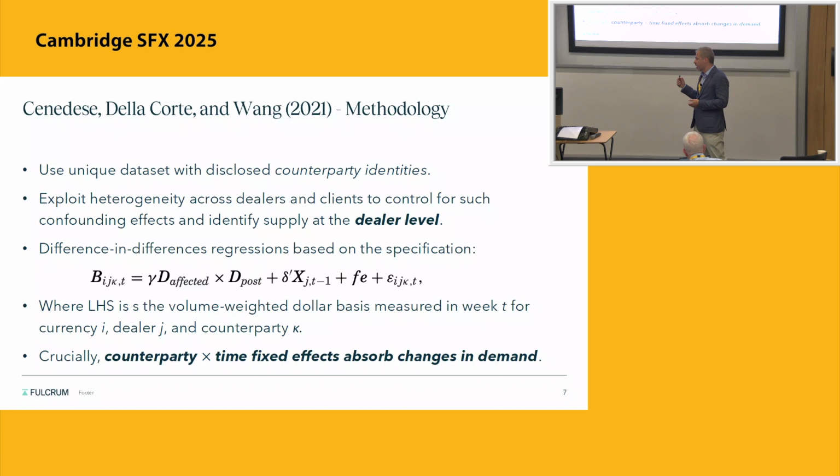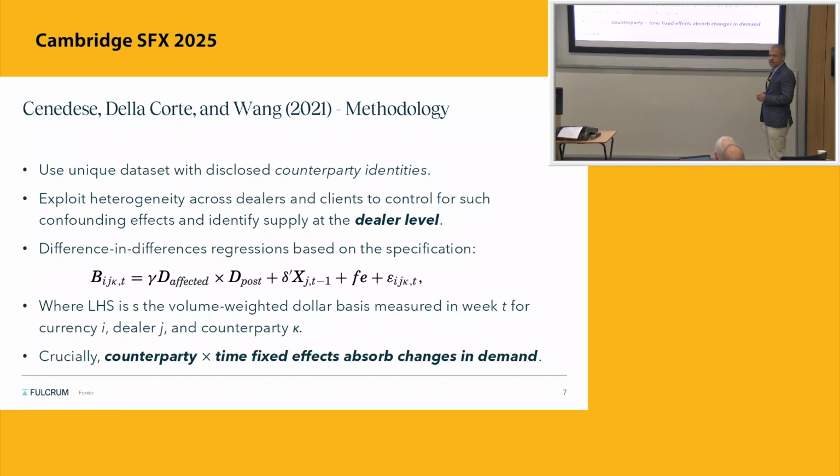So for example, this is from my paper with Pasquale, in which we use a unique data set with disclosed counterparty identities. And my point here is that I want to show that it's consistent with Angelo's findings. In our paper, the counterparty identity of dealers is crucial because we exploit this heterogeneity of dealers and clients to control for confounding effects and identify the supply curve at the dealer level. This is also important: we look at the dealer level evidence as opposed to the aggregate level.